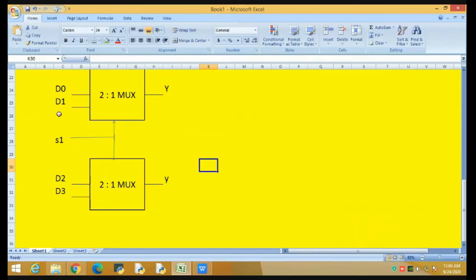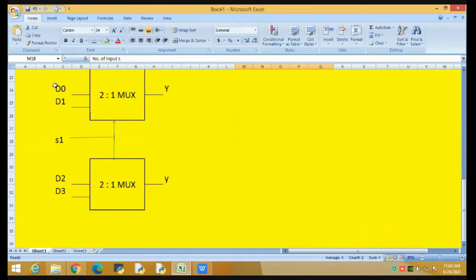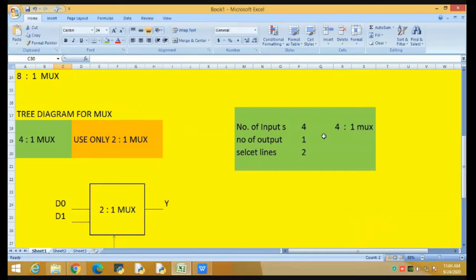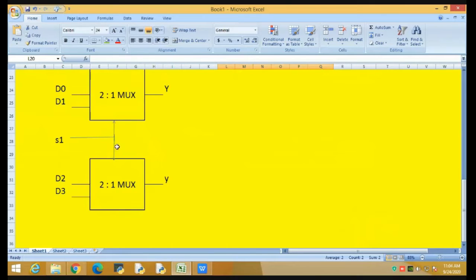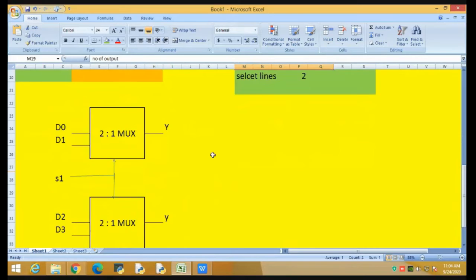Now my first requirement is completed. What is my first requirement? Number of inputs is 4: D0, D1, D2, D3. Now my second requirement is that the number of outputs is 1 and select lines are 2. Here I cascade the select lines, so I have 1 select line. Now for another requirement, I require 1 output.